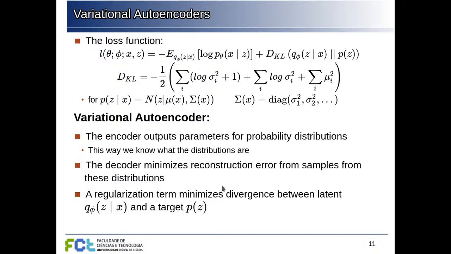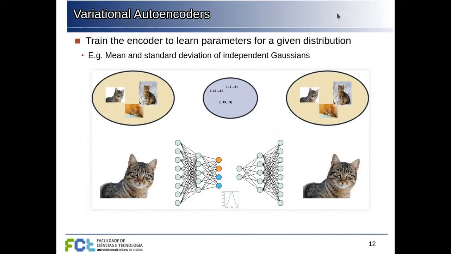We are not getting from the encoder the exact values for the decoder. We are getting parameters for these probability distributions. Then we sample at random from those distributions and we decode from that sample. And we use this regularization term so that the distributions are as close as possible to these independent Gaussians. So schematically, this would be the variational autoencoder.